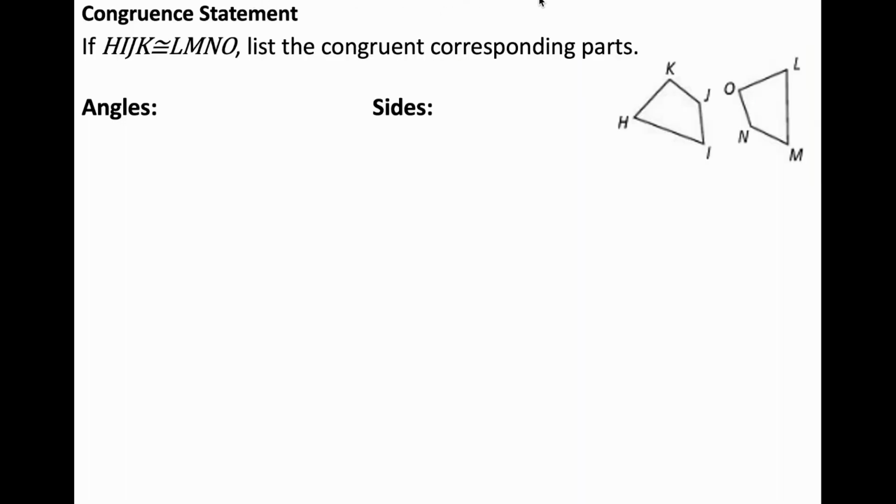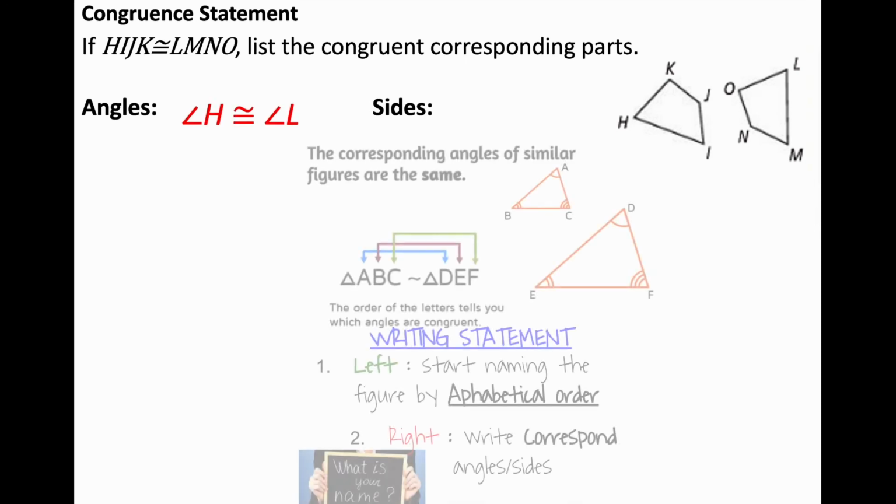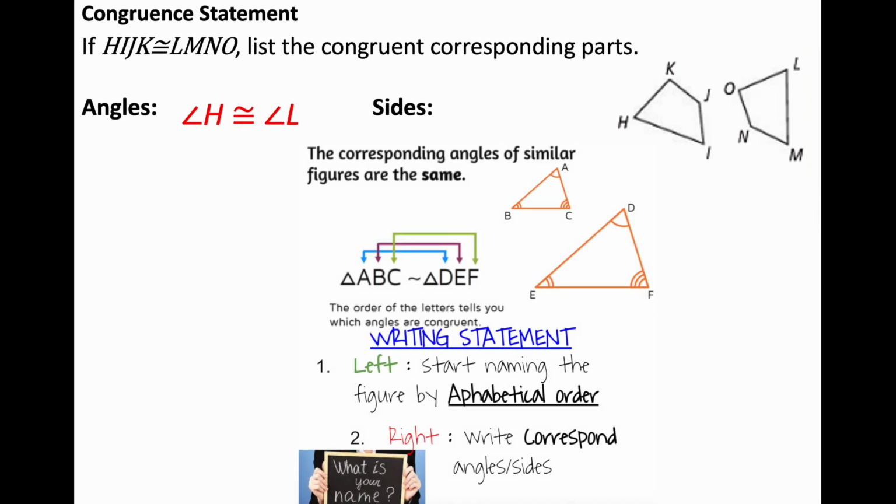Naming congruent parts of congruent figures from a congruent statement. Now you're looking at the congruent statement. Notice the equal sign with the little squiggly line on top. Yes, it's given to us. If HIJK is congruent to LMNO, list the congruent corresponding parts. So we're starting with angles. I will just make it simple and go with the first letter. Angle H, the first letter, then I will use the first letter in the second one. And so I have angle H congruent to angle L.